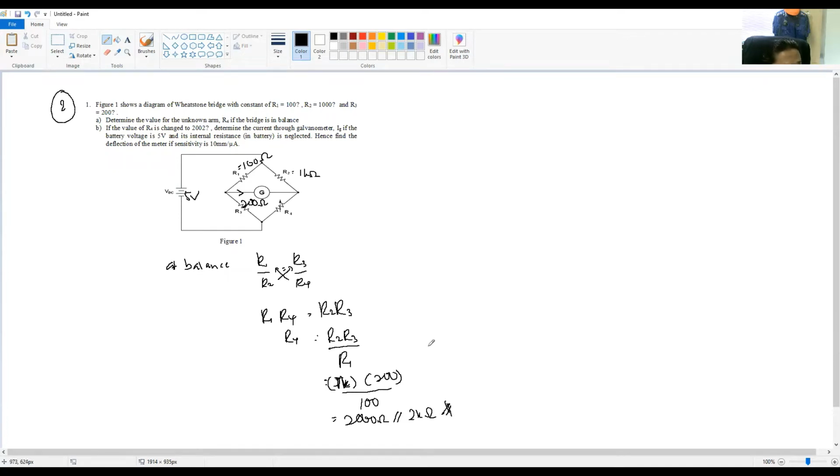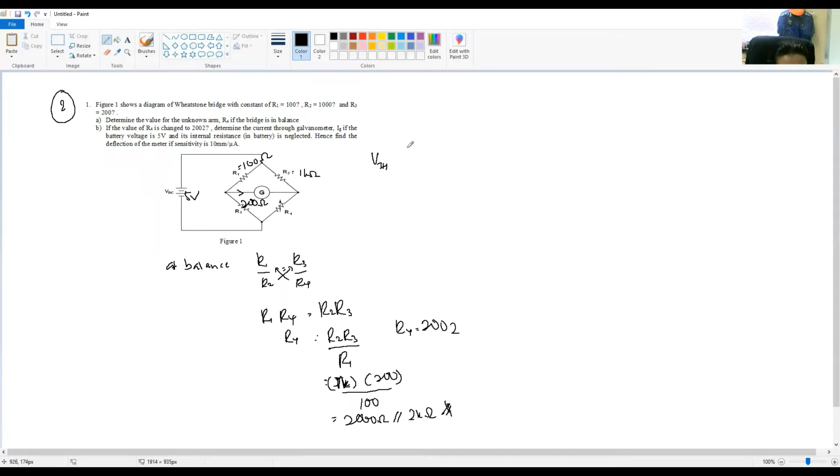So we go to the next part, B. If R4 is changed to 2002 ohms, we want to find the deflection of the meter if the sensitivity is 10 millimeter per microampere. From this equation, first we have to find the VTH.